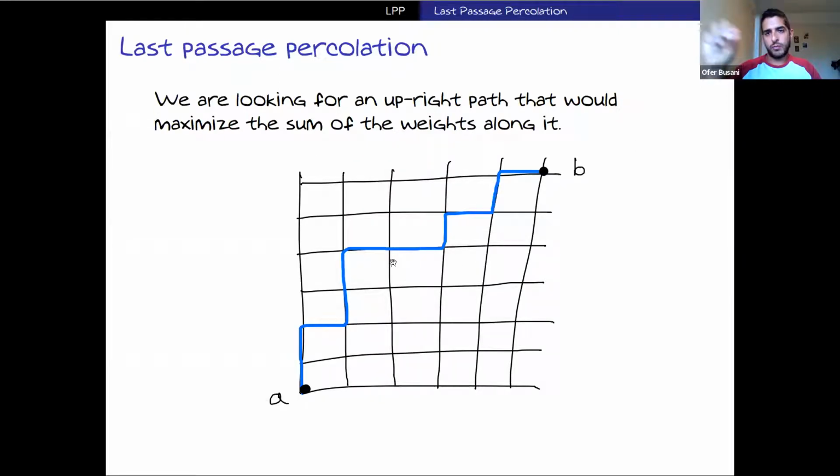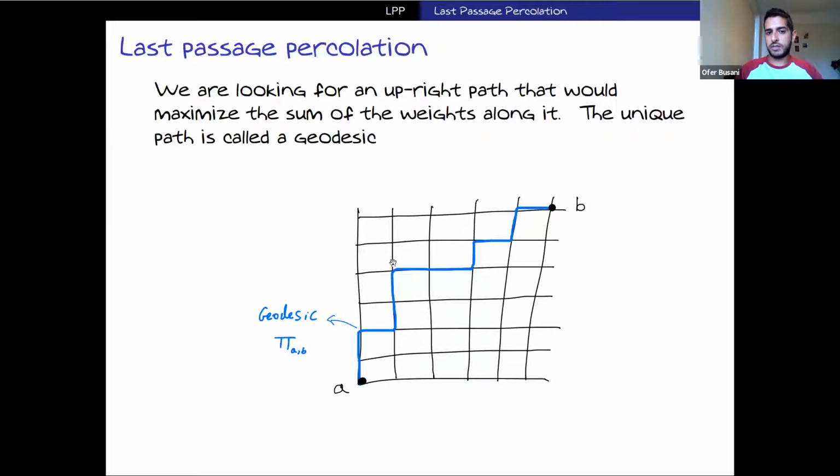Then fix two points on the lattice, and we look for an upright path, such as the blue path in the picture, that goes from A to B and maximizes the sum of the weights along it. So we look for the upright path that collects the most weight from A to B. We call such a path the geodesic from A to B. The subscript AB denotes the starting and the end point. And this path can be shown to be unique.